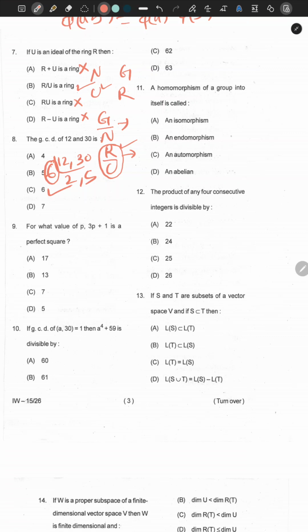In question number 9, it is given: for what value of p is 3p plus 1 a perfect square. Actually, this question is also not clear or complete, because it is not mentioned that p is a prime number. But usually, questions with 3p plus 1 come from the number theory point of view, and you usually consider that by default p is a prime number. If p is any number, it can be something else, but usually we assume that p is a prime number. So let us move to the answer.